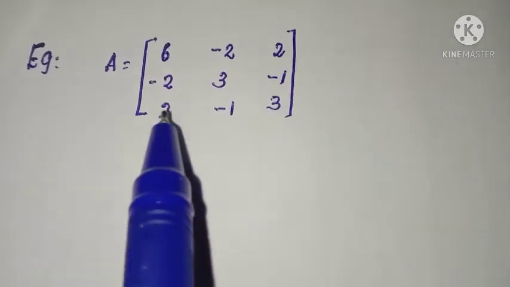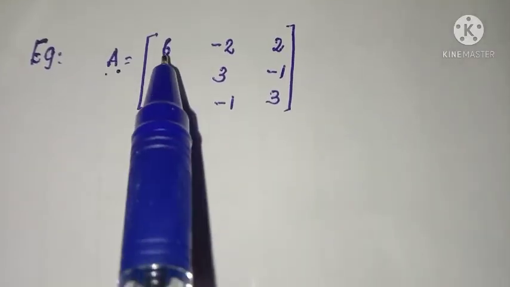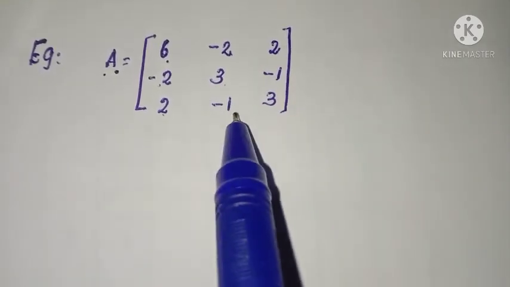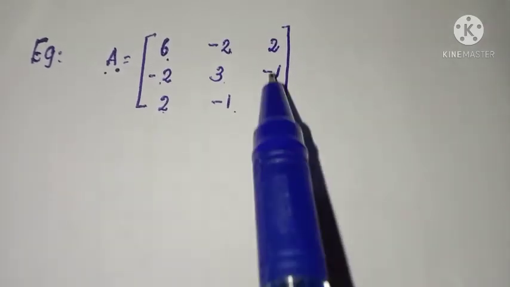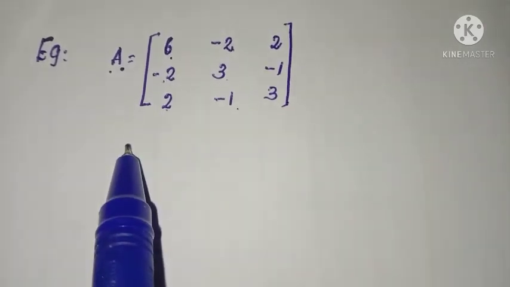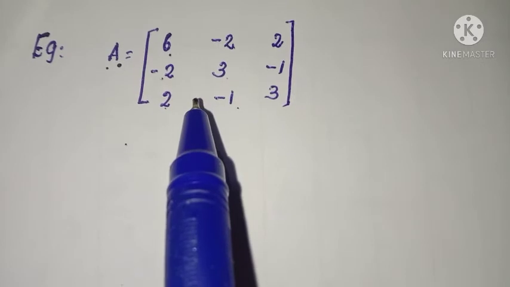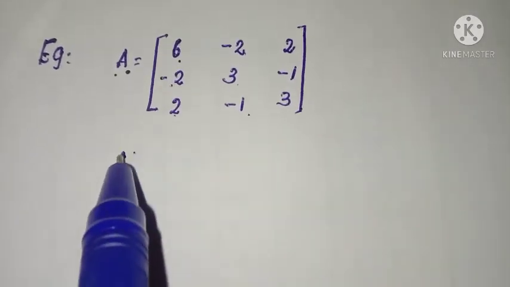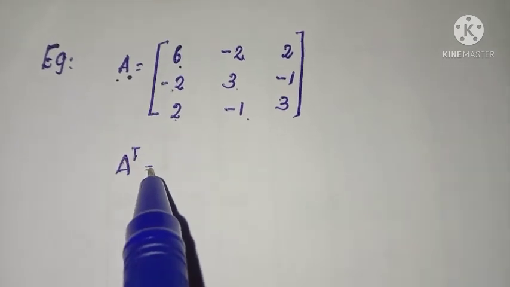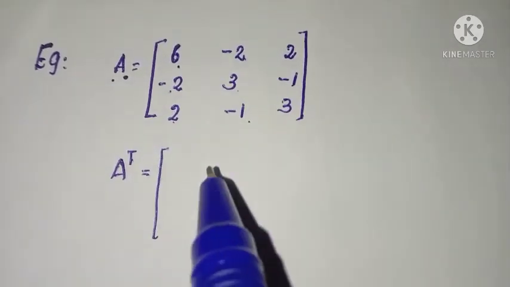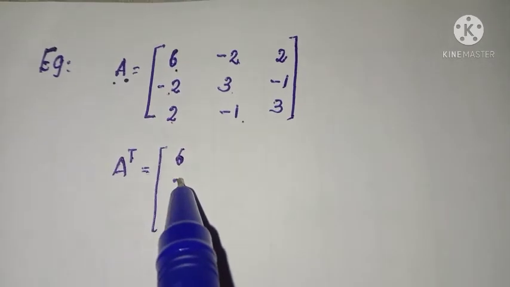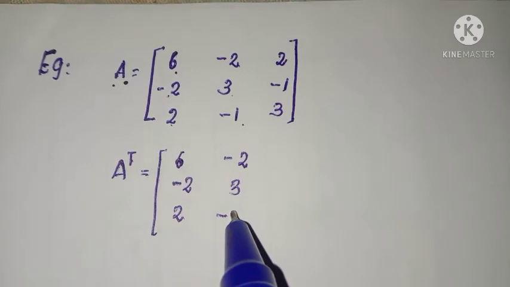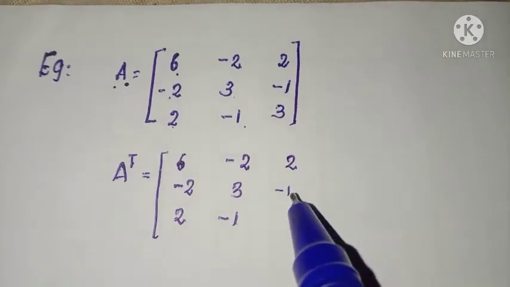See the example. We have a matrix A, [6, -2, 2; -2, 3, -1; 2, -1, 3]. We have to express this matrix as the sum of a symmetric and a skew symmetric matrix. So first we have to find its transpose. What is its transpose? Rows become columns. So [6, -2, 2; -2, 3, -1; 2, -1, 3].